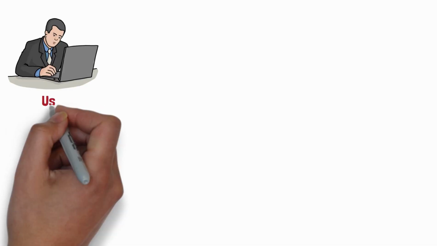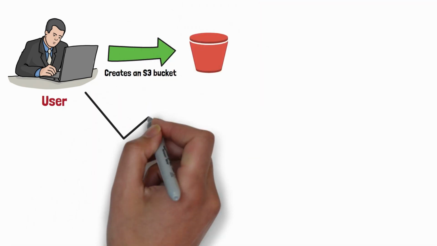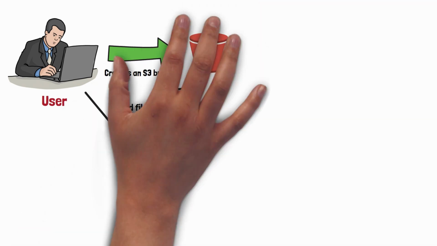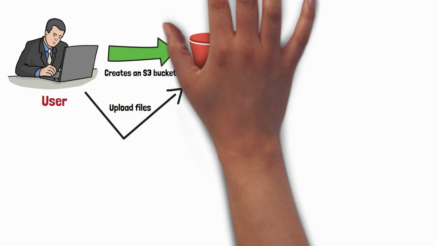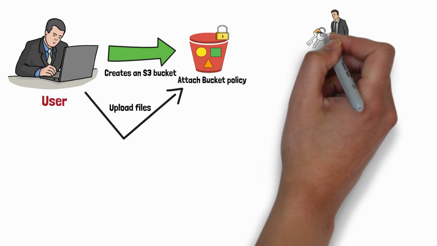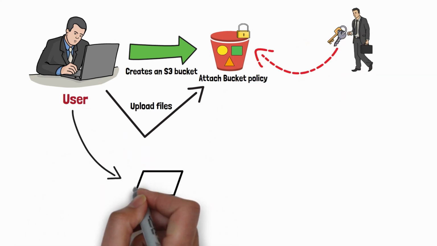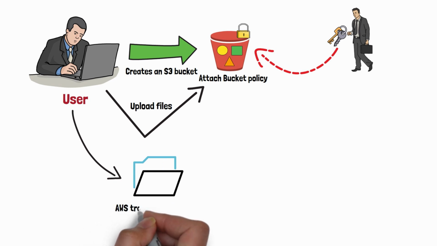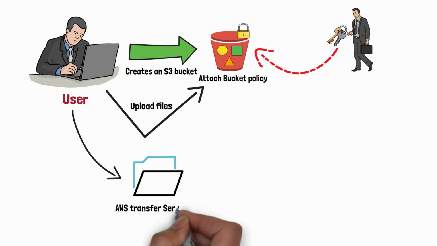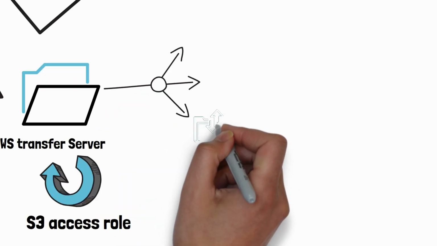Now let's quickly see how it actually works. As a user, you would first have to create an S3 bucket or an EFS file system. Then you upload your files and objects to that bucket so that you could provide access to your third-party client. You attach a bucket policy to it and whitelist a particular IP or an IP range. And then you create an AWS Transfer Family service, which would be used to transfer the files securely. You attach the S3 access role to it.